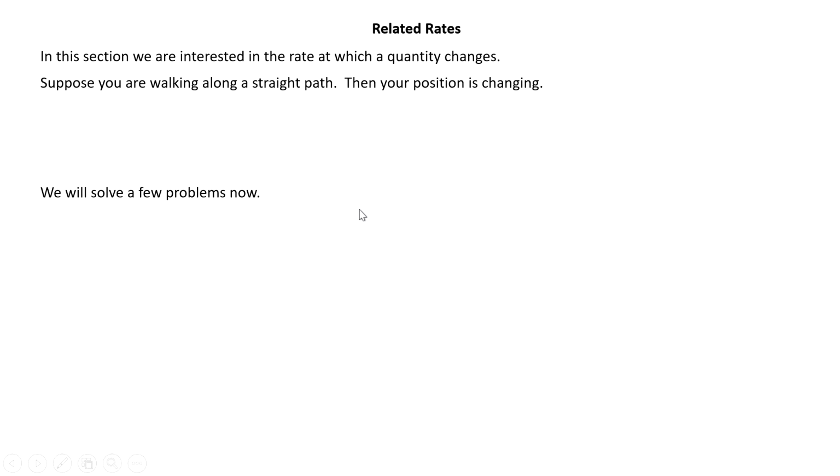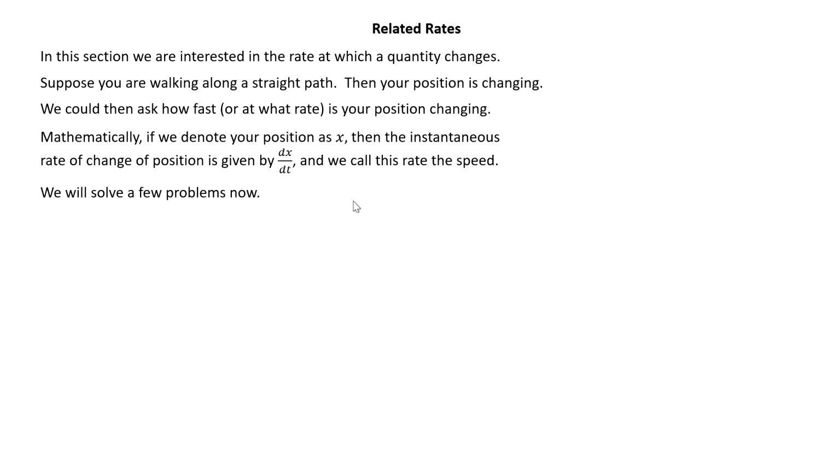For instance, you'll pretty soon bump into this when you take physics. Suppose you're walking along a straight path. Obviously, as you're walking, your position is changing. You are at one place, the next moment you are at a different position, right? If we say, how fast is your position changing? That's a valid question to ask. Well, mathematically, if you denote the position as x, then the instantaneous rate of change of position is given by dx/dt, and that's what we call speed.